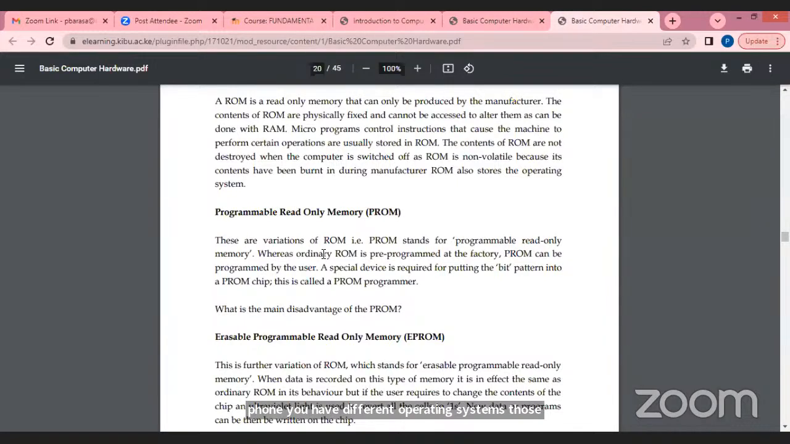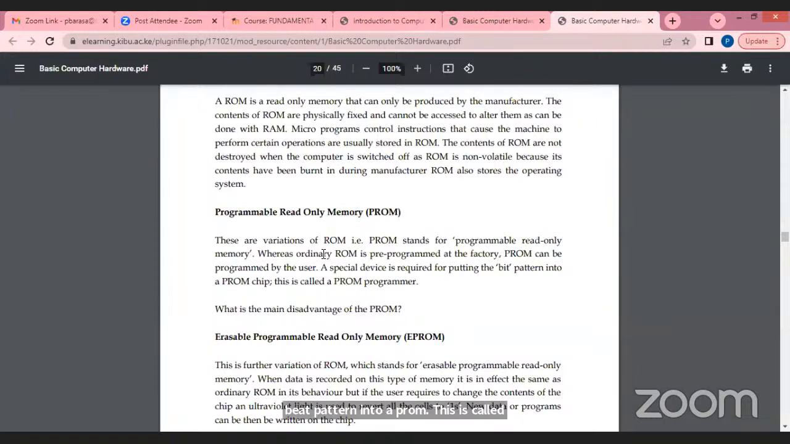Then we have the programmable read-only memory. These are variations of the ROM, i.e. the PROM, which stands for programmable read-only memory, whereas the ordinary ROM is pre-programmed at the factory. So PROM can be programmed by the user, and a special device is required for putting the bit pattern into a PROM chip. This is called a ROM programmer.